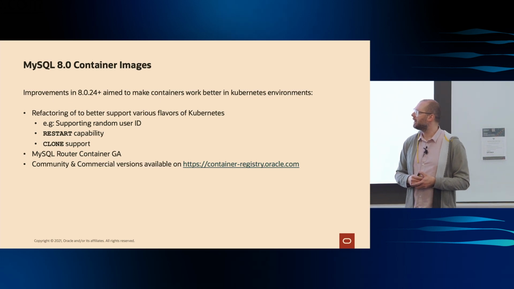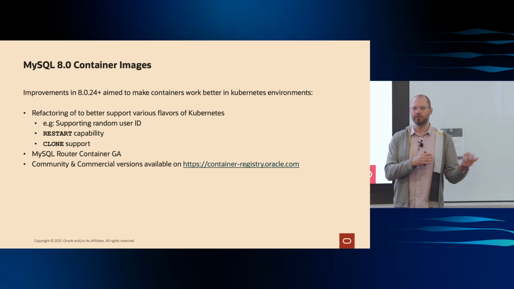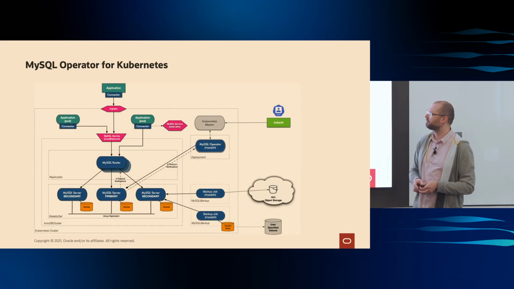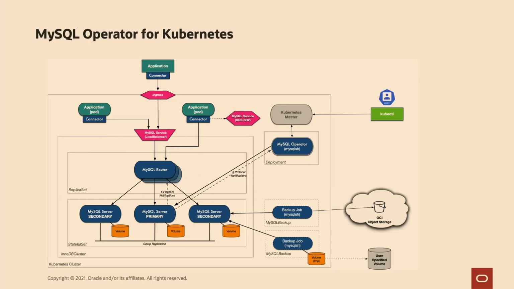And then we also made a router container. It wasn't GA yet, so we recently made this GA as well because we use it in our Kubernetes operator. So what does it look like? Nothing out of the ordinary.